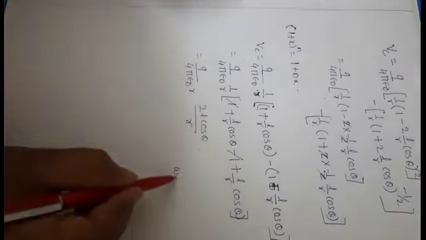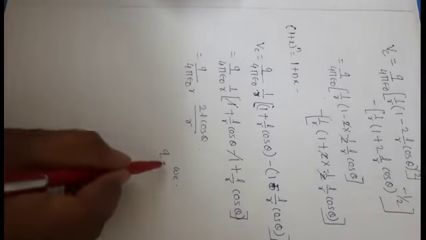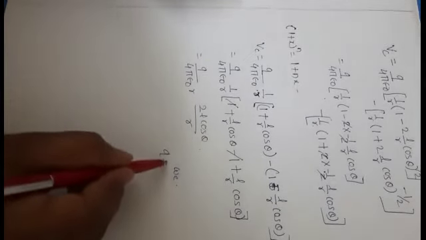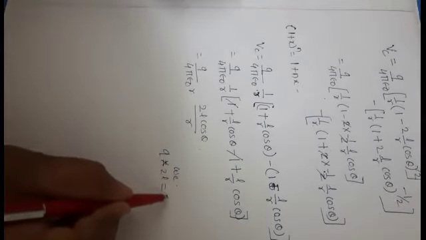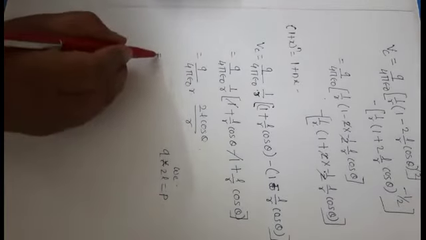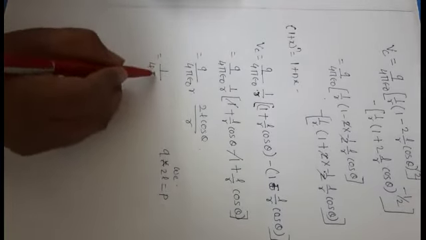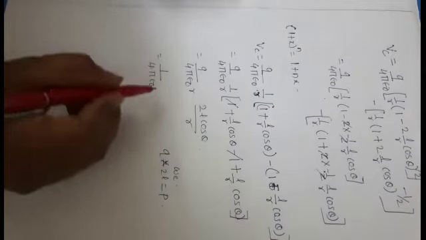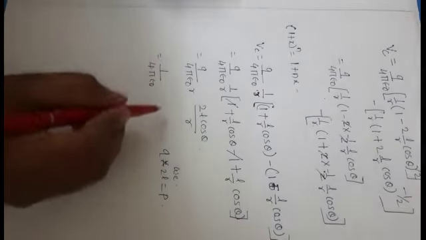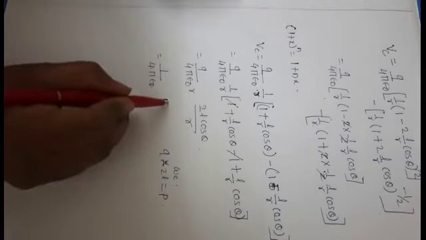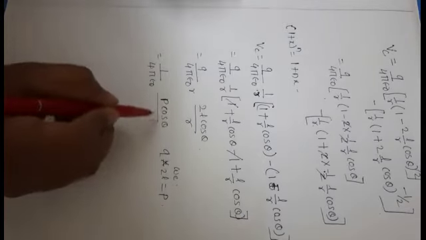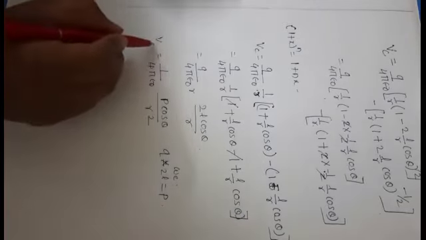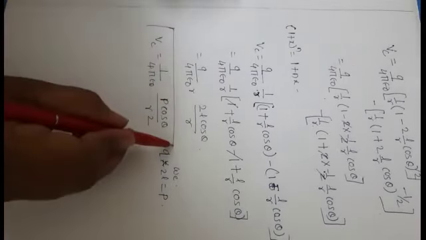We know that the dipole moment is q into 2L, which is the value of P. Substituting this value, we get 1 upon 4 pi epsilon 0 times P cos theta upon r squared. This is the electric potential at point C.